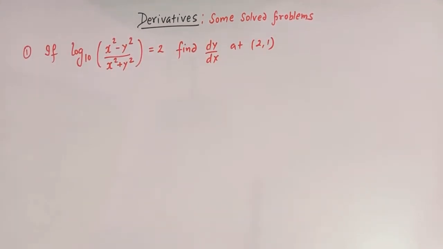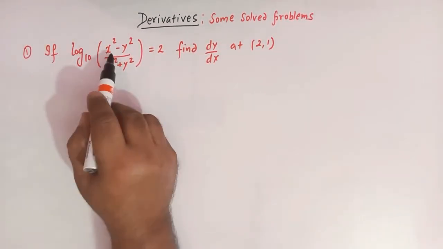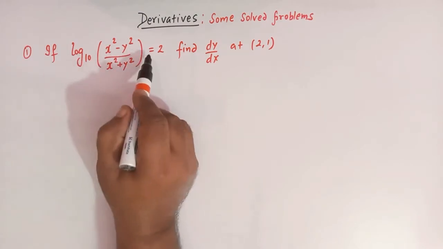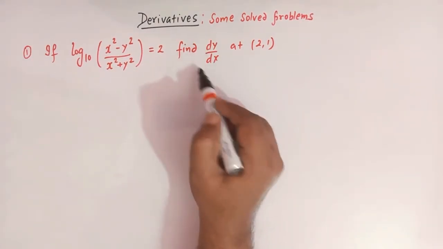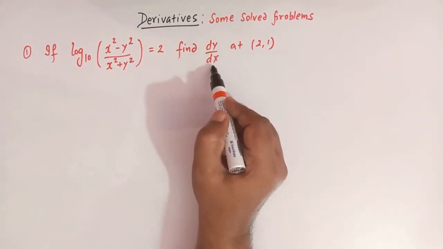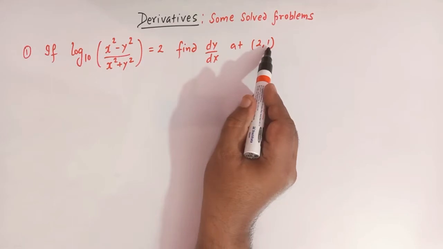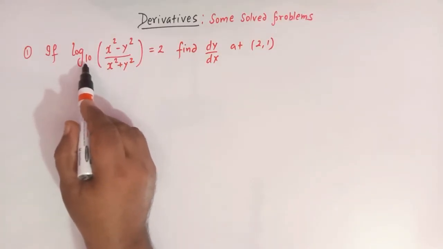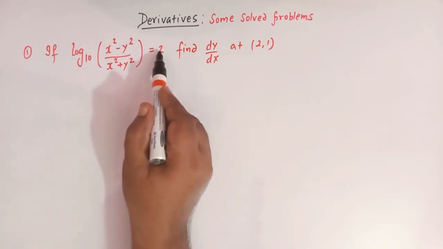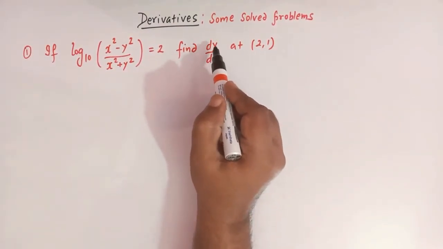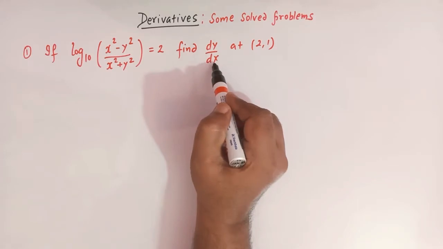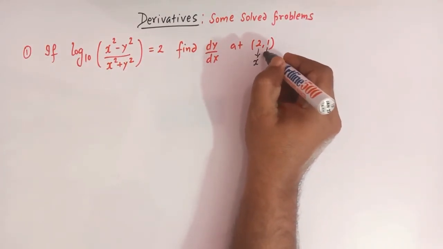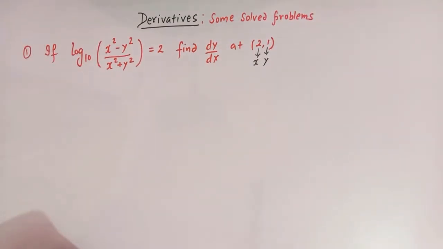So the first problem is: if log of (x square minus y square) over (x square plus y square) is equal to 2, then we have to find dy over dx at (2, 1). So here the base of the logarithm is given as 10. We are given this expression and we have to find the derivative of y with respect to x at (2, 1). It means this is the value of x and this is the value of y.